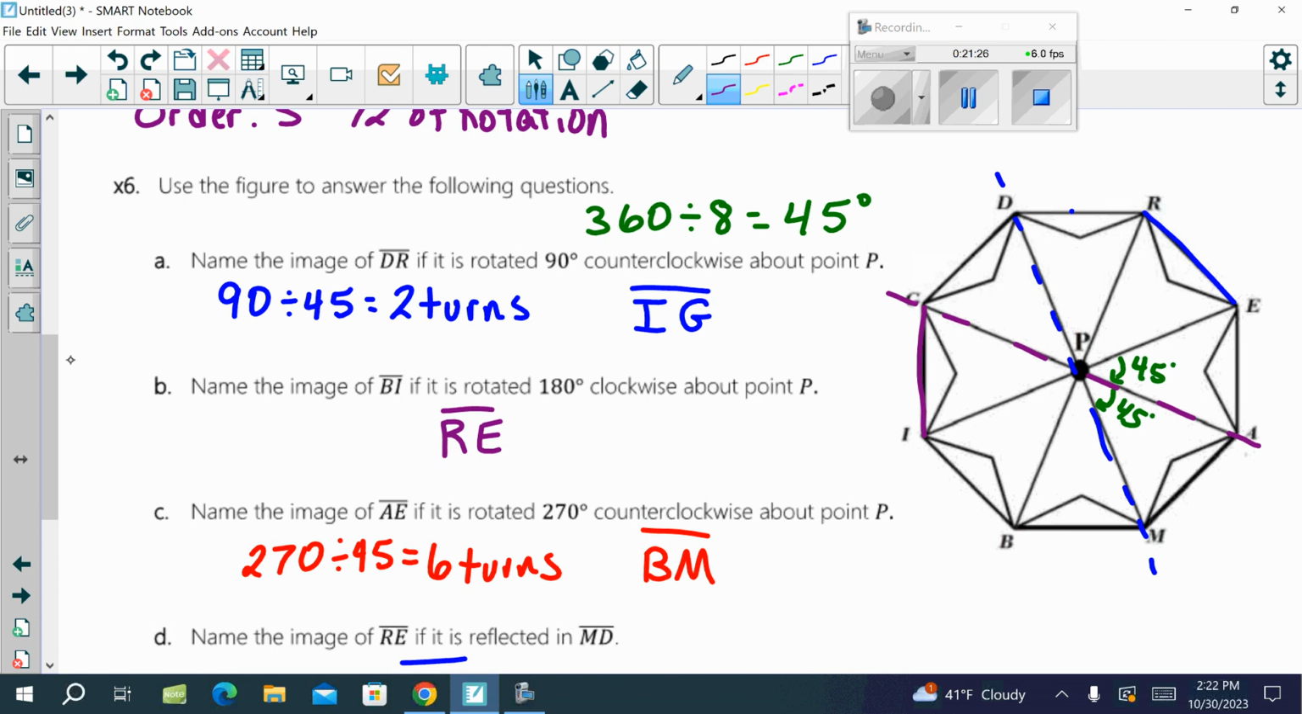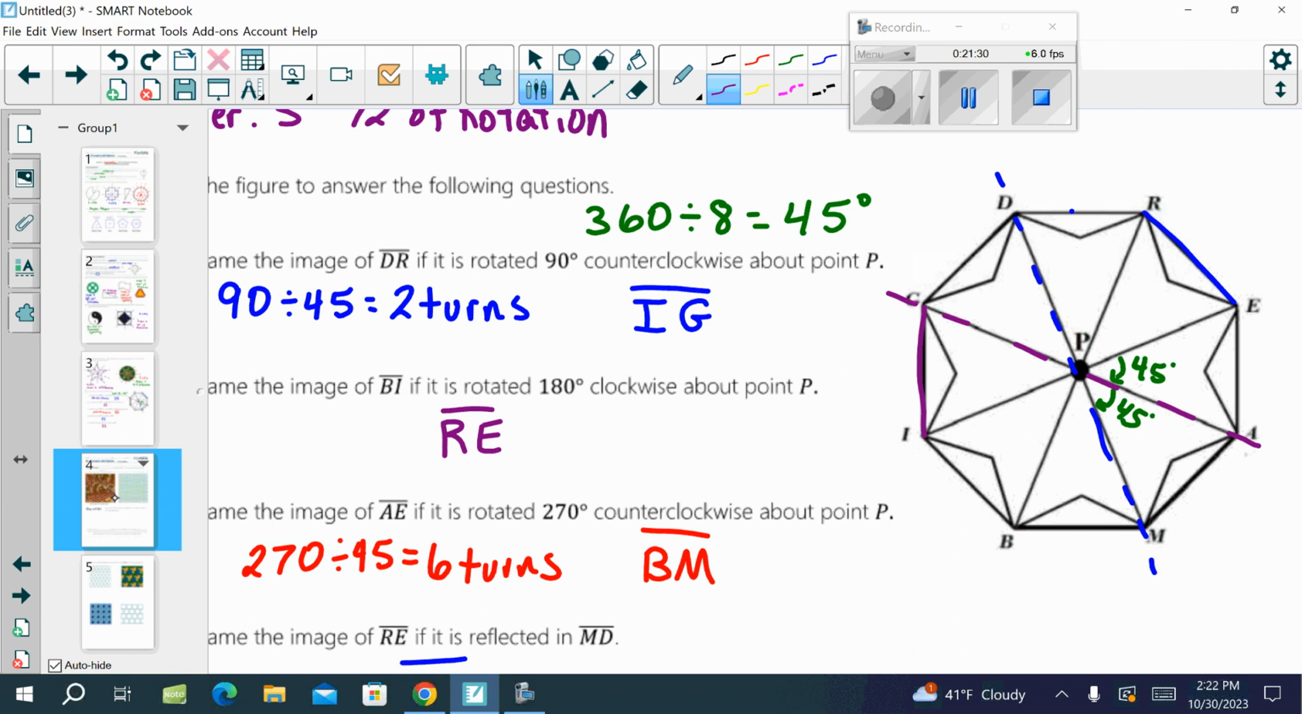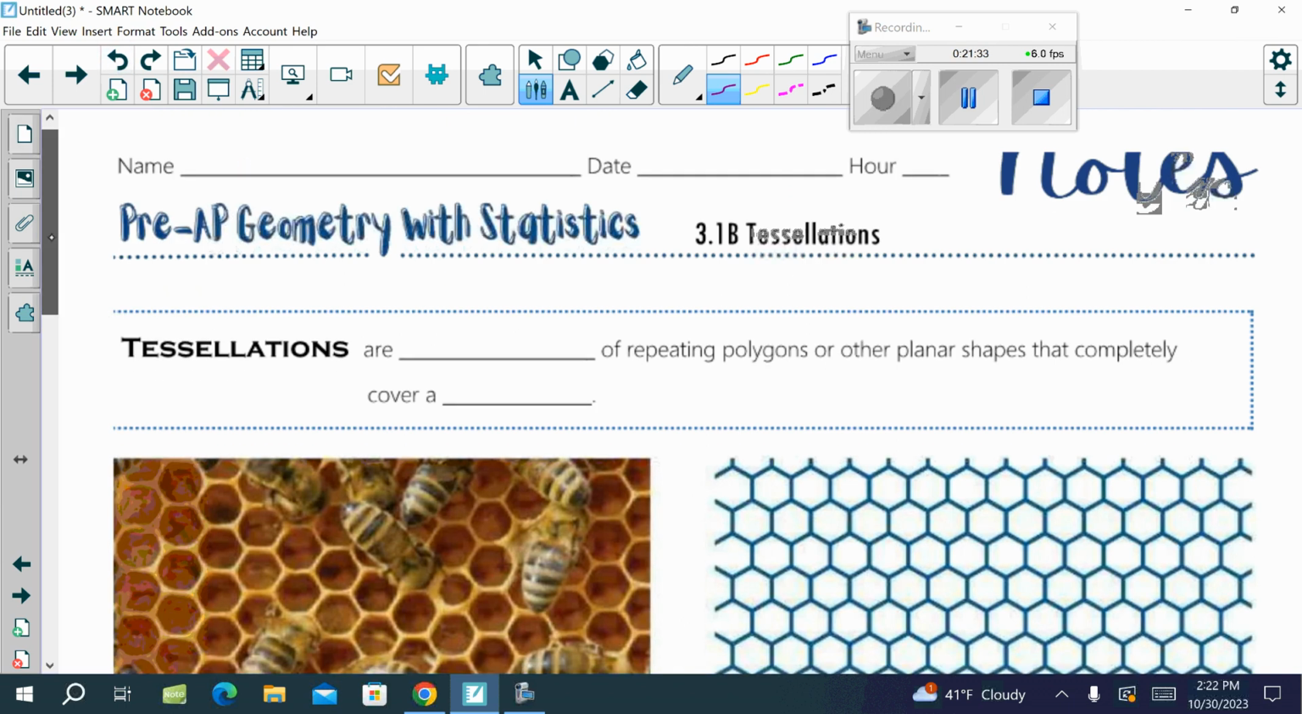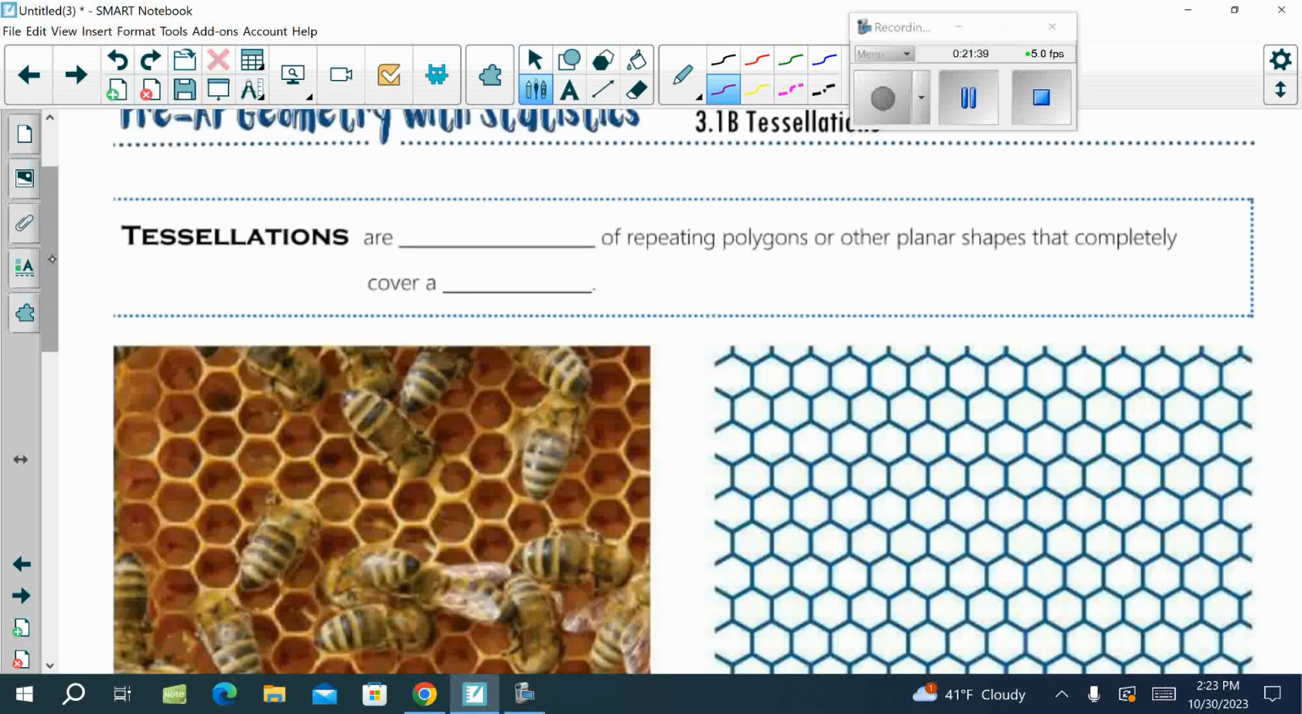Next, tessellations. Do you guys remember what a tessellation is? Heard of it? No, never heard of it? You guys didn't do, like, I remember back in middle school we did tessellation projects in math and art. No? Well, middle school sucks now, apparently.